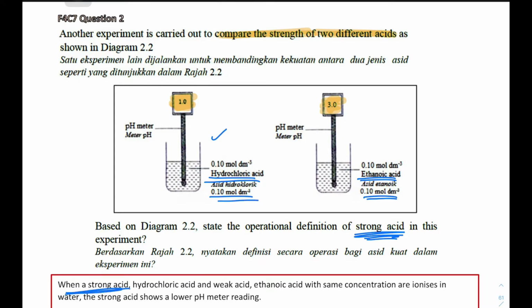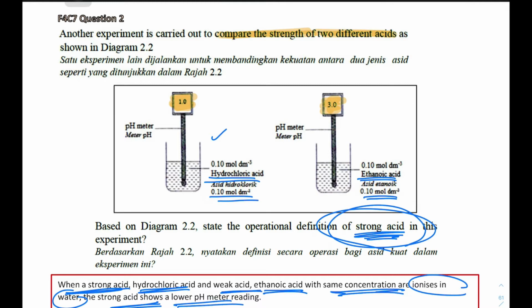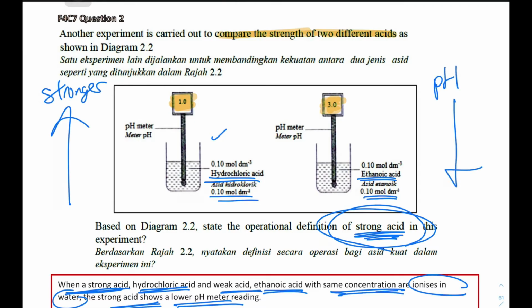So when a strong acid, hydrochloric acid, and a weak acid, ethanoic acid, with the same concentration are ionized in water, this is what I do. It is like I put the 2 into beakers. And then the strong acid will show a lower pH value. So this is kind of the same relationship: stronger acid, lower pH value. So that's why I say lower pH meter reading. So this is what you can do. Next question.